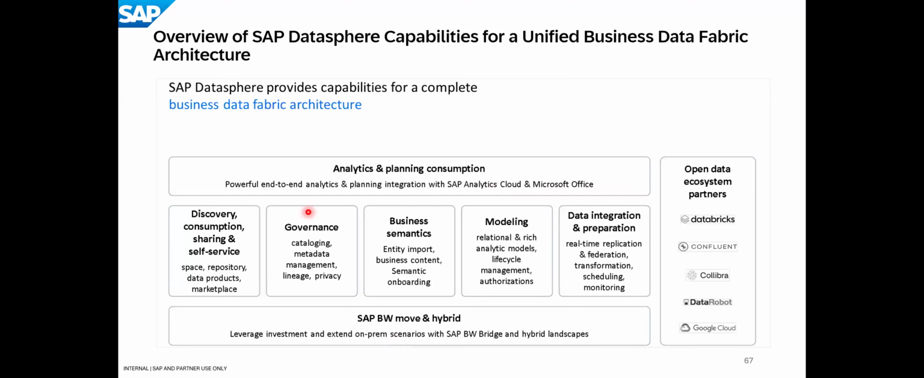And then on top of these sits the SAC layer, the analytics and planning consumption layer, which my colleague Shadan has already discussed. All these models you create inside Datasphere can be used inside SAC for the analytics and planning layer. Not only SAC, you can also consume them with other third-party tools, which we will see. Along with this, it also integrates with other third-party data partners such as Databricks, Confluent, Collibra, DataRobot, and Google Cloud, which enriches its ecosystem further.